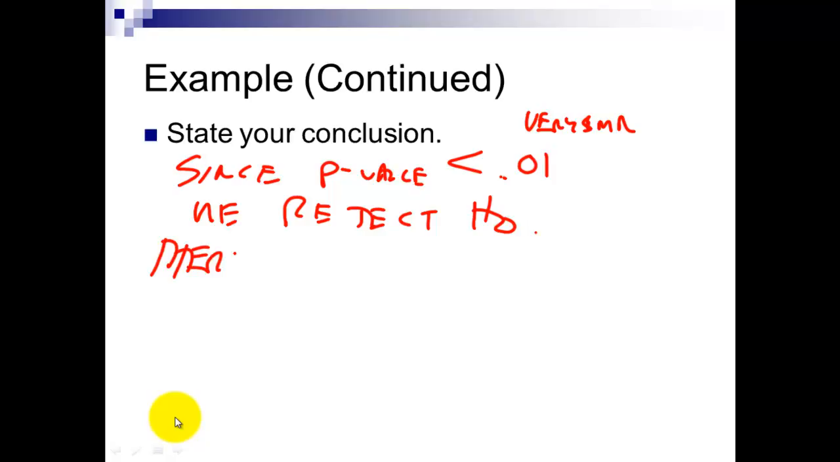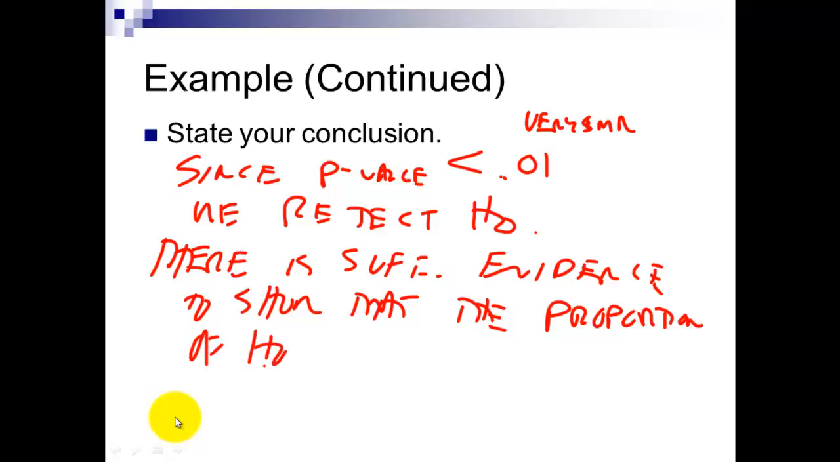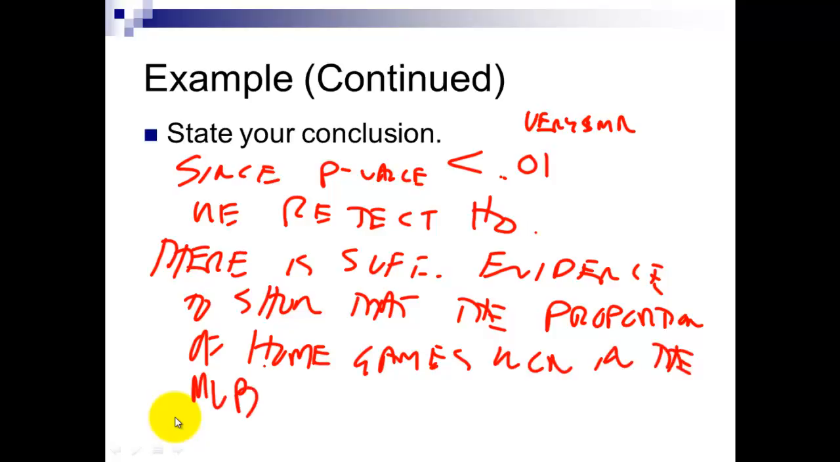There is sufficient evidence to show that the proportion of home games won in the MLB is greater than 0.5. And that's what it means to reject the null hypothesis. So in your own words, you can state the alternative hypothesis.